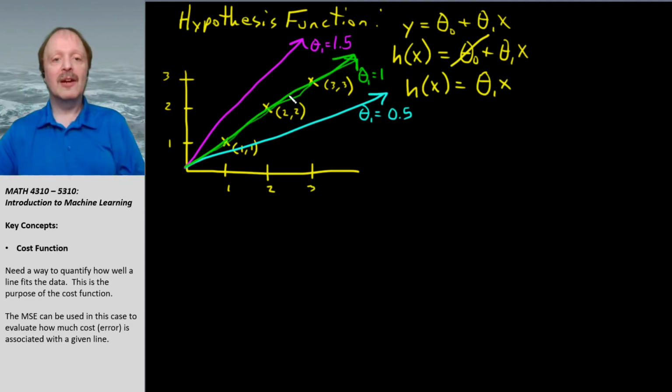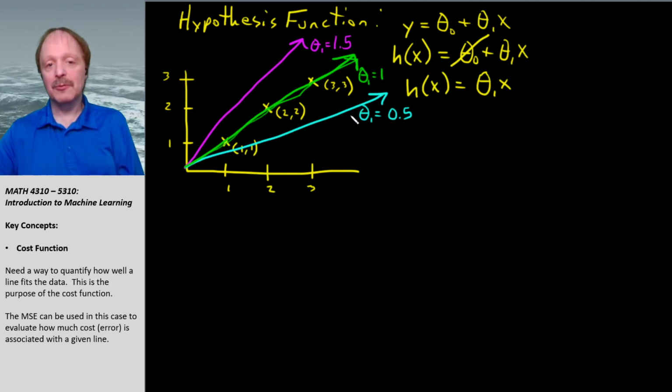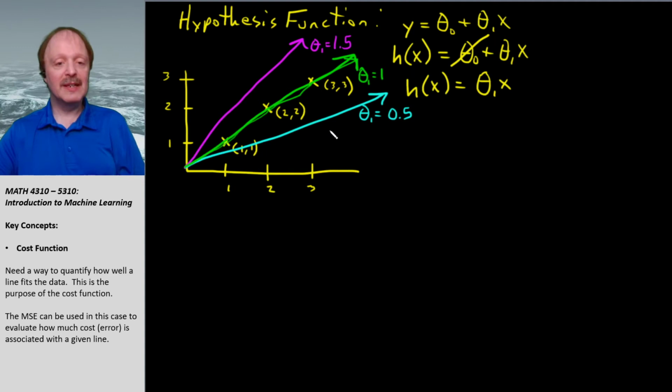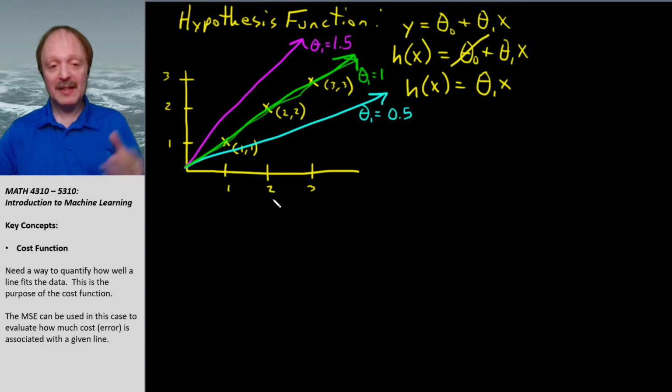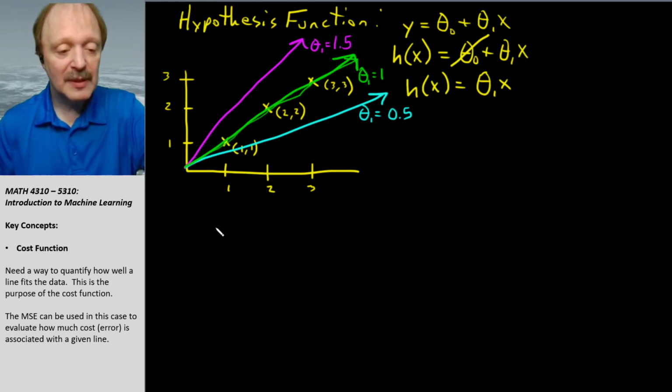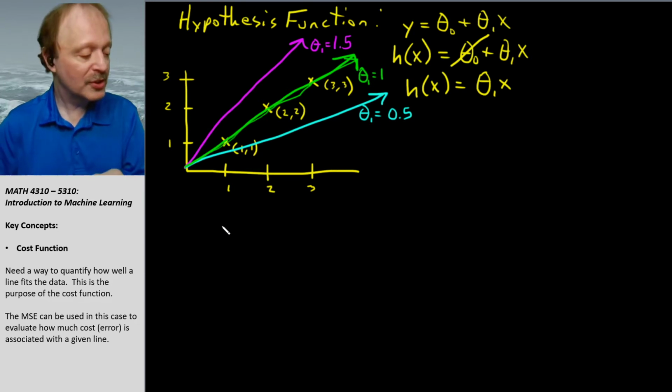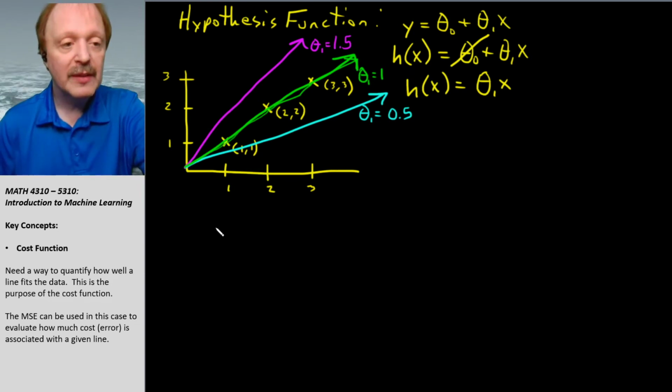Alrighty. So I have 3 different lines that I could guess and see what the cost was associated with each of these lines, right? That's actually not that bad to do. So let me go ahead and try that. Let me start with the 0.5.